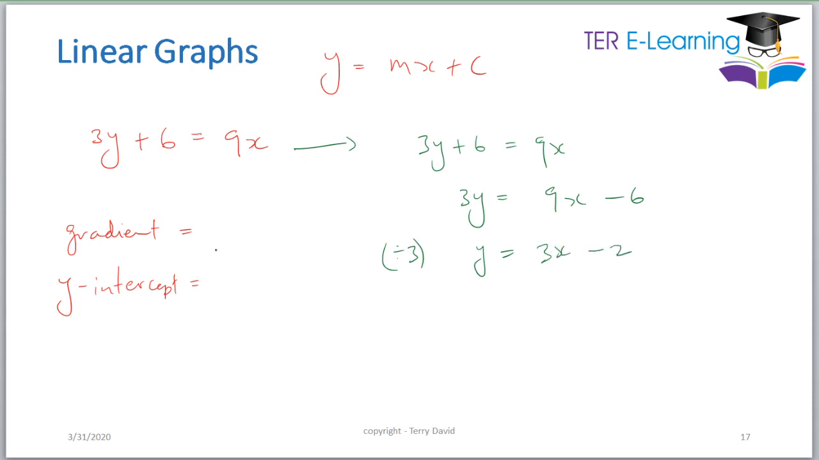Right? So therefore my gradient in this case is simply this number here, which is the 3. So my gradient is 3 and my y-intercept is minus 2. So therefore my y-intercept, I'm going to write it as 0, minus 2.